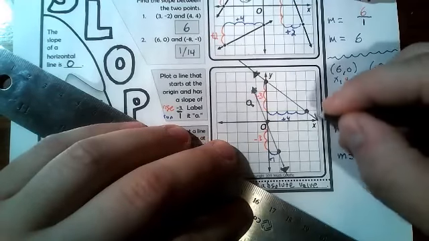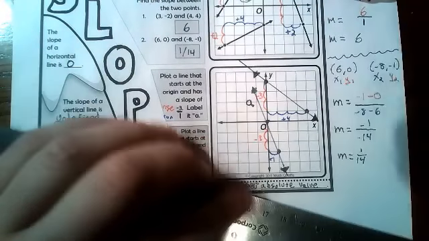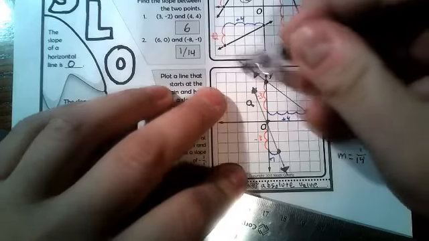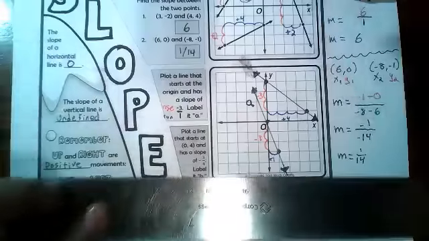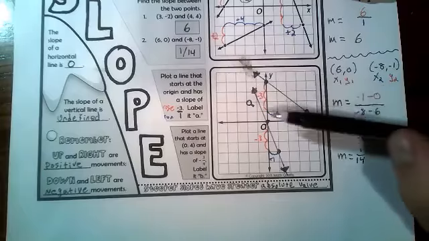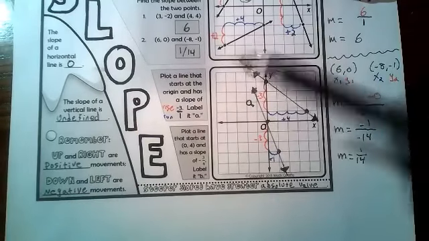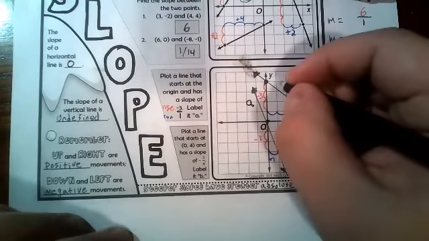And make sure you have your arrows. If you went off the paper, you can always erase it. Mine kind of smudged a little bit. And there you have it. That's line A and line B.